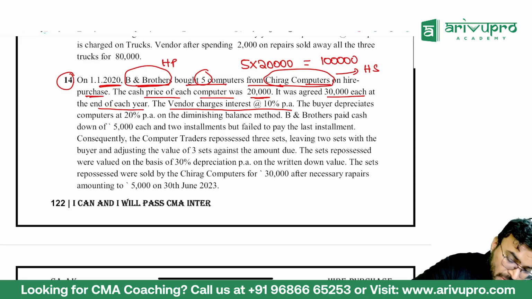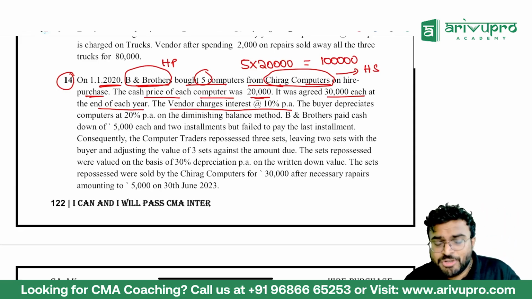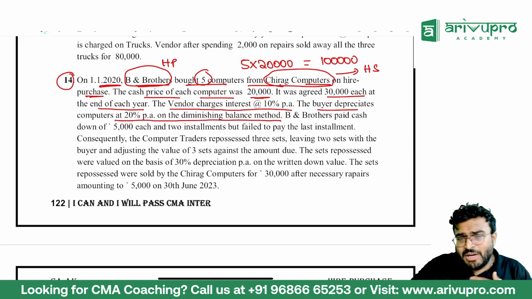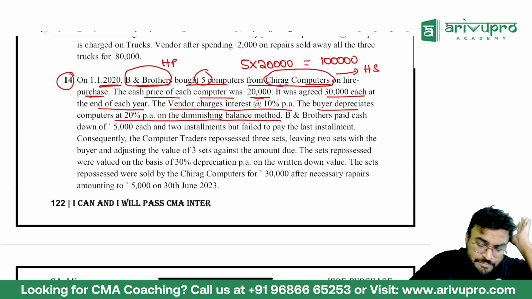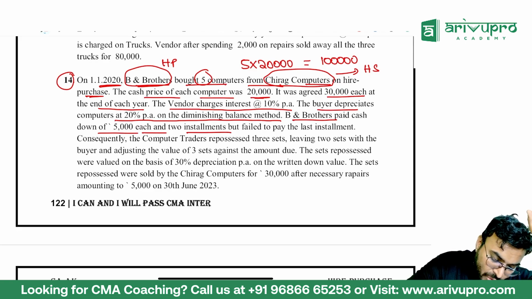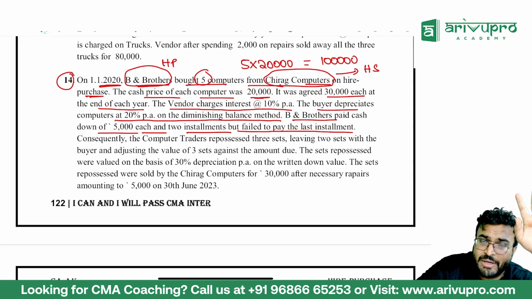Now we have to prepare the repayment schedule. But before that, the buyer depreciates the computer at 20% per annum on diminishing balance method. Depreciation rate is 20% WDV. B&B Brothers paid cash down of 5,000 each and 2 installments. It was agreed that they'll pay 30,000 at the end of each year. He has paid only 2 installments but failed to pay the last installment. 3 installments it was, 2 he paid, the last one he did not pay.